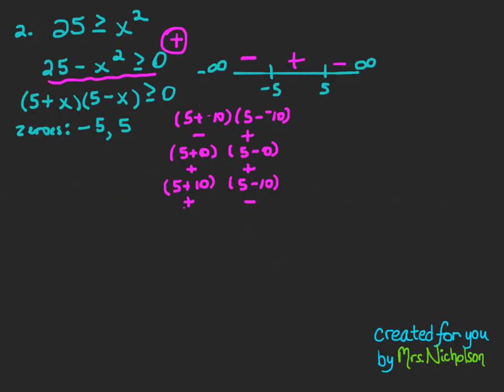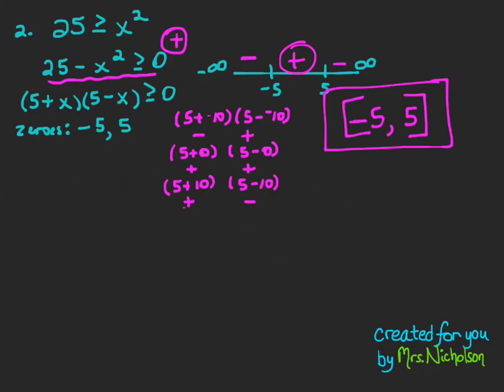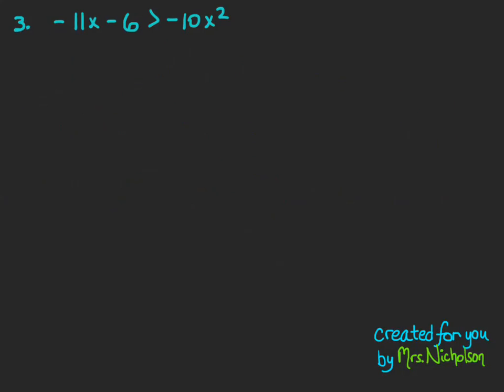So this time I was looking for which intervals are positive. And so that's going to be this interval here. And so my answer is going to be the interval from -5 to 5. And since my inequality includes an equals to, we're going to use brackets. So this is our final answer. Let's look at the next example.